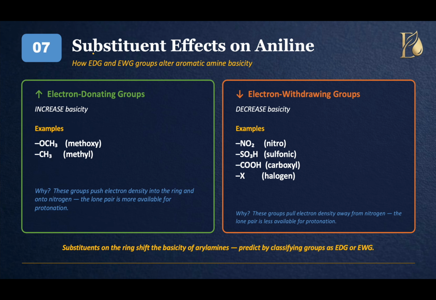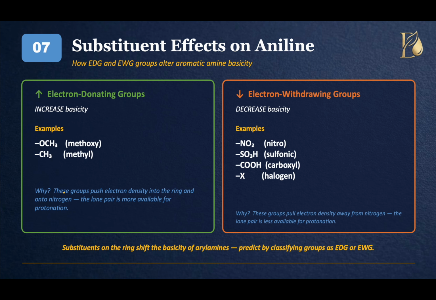First, let us discuss electron donating groups such as methoxy and methyl or ethyl groups. These types of groups donate electron density into the benzene ring. They have plus I effects, right? So they will increase the electron density in the benzene ring. This increases the electron density around the nitrogen atom and makes the lone pair more available for protonation. Therefore, electron donating groups increase the basicity of aniline.